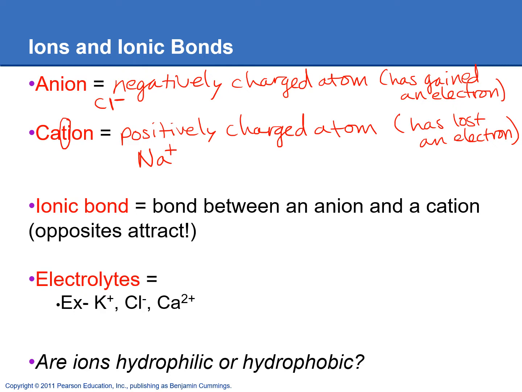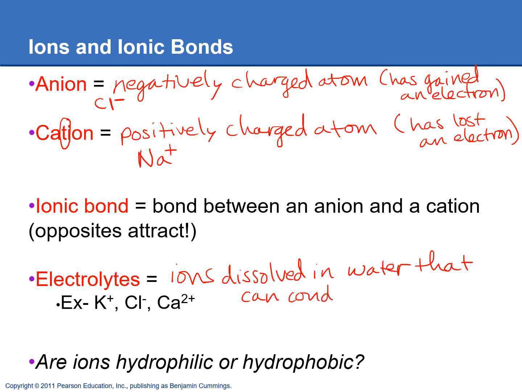when we have ions that are dissolved in water, they form these electrolytes. Okay, and you might have heard that, if you're working in a lab or a clinic and they're talking about electrolytes, you're like, what is that? They're just talking about these ions dissolved in water. And they can conduct an electric current. So that's how they got the name electrolyte.